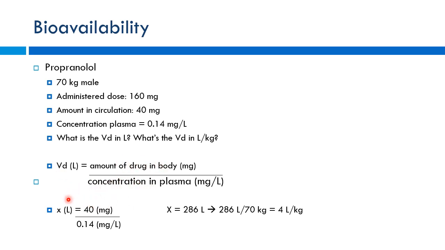I know that the dose is going to be 40 milligrams, so that's what made it into the systemic circulation, and I know it's going to be divided by that 0.14. If you calculate that out, you get a value of 286 liters. Make sense how I got there?